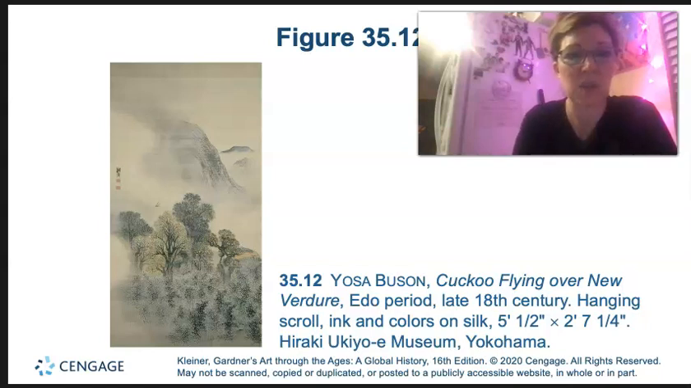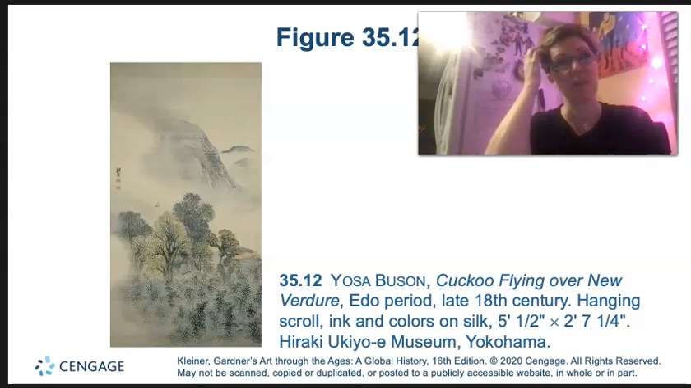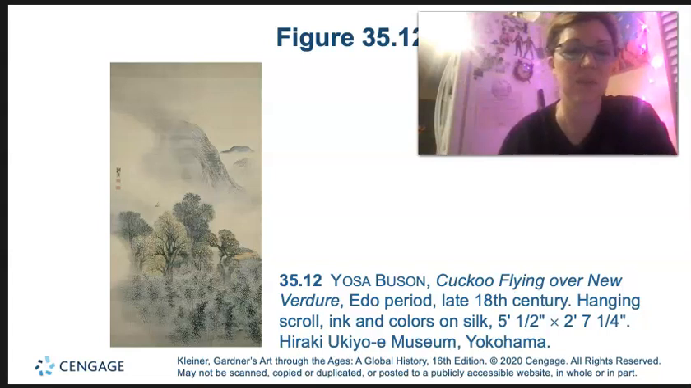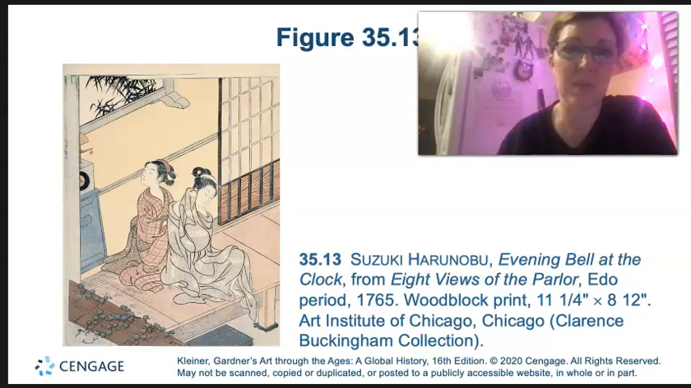Okay, this is Yosabu-san's Cuckoo Flying Over New Verdure. The early Japanese literati painter who was famed for the lyricism of both his haiku poetry and his painting is Yosabu-san. So he was a literati. A literati is a scholar who is also an artist. He's not an amateur artist. He's a scholar. And that term works in both China and Japan.